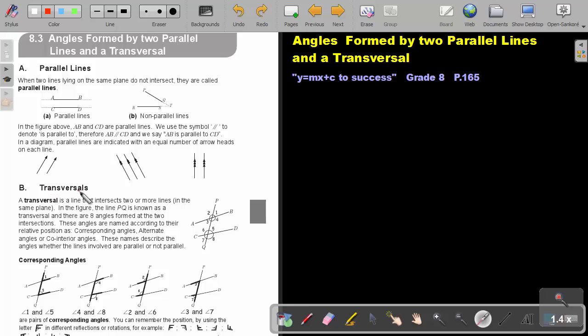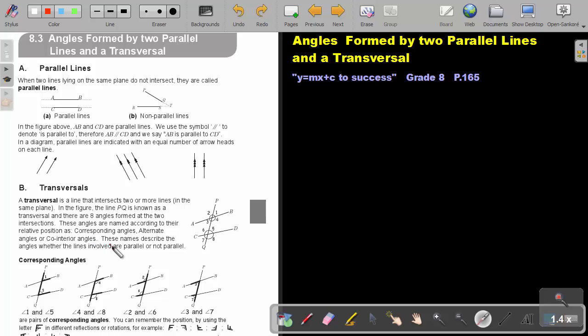Okay, a transversal. A transversal is a line that intersects 2 or more lines in the same plane. In the figure, the line PQ is known as a transversal. And there are 8 angles formed at the 2 intersections. So there's the transversal, and there are my 2 lines. These angles are named according to their relative position as corresponding angles, alternate angles, or co-interior angles.